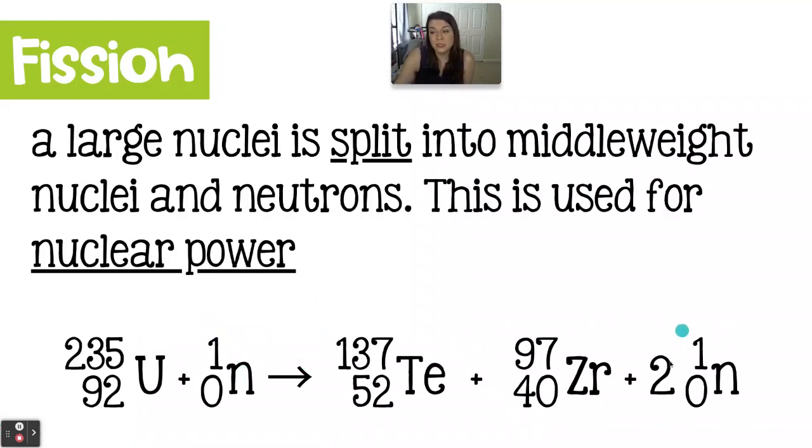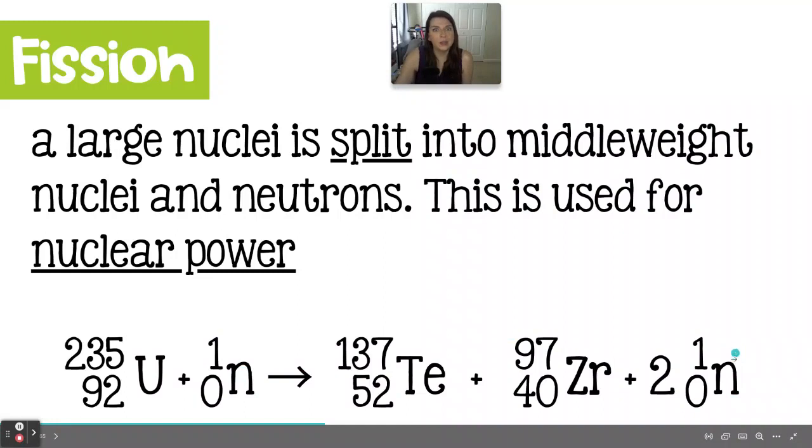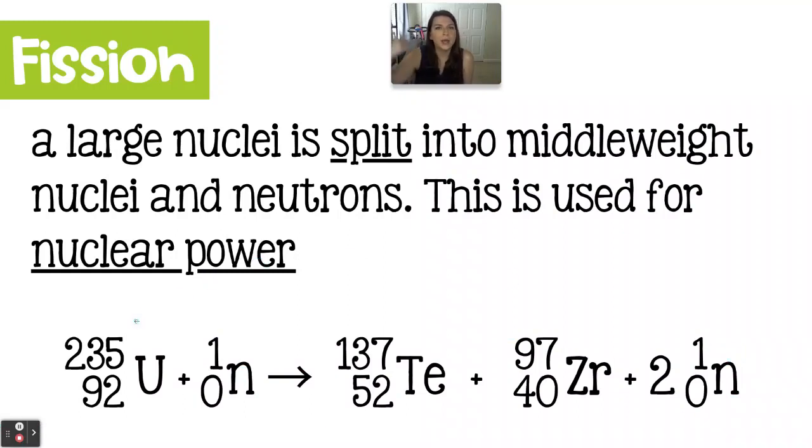Then these 2 neutrons that pop out will find another uranium to go smack into, and it creates a chain reaction. It happens very, very quickly. We use this reaction for nuclear power, and when done properly, it can be very safe, but when done improperly, it can be very unsafe.